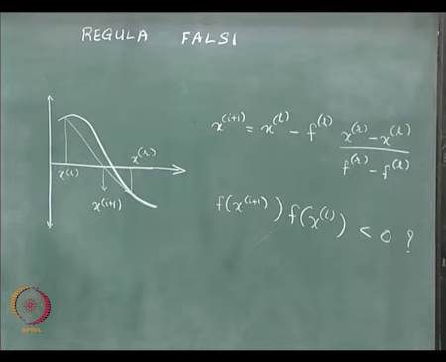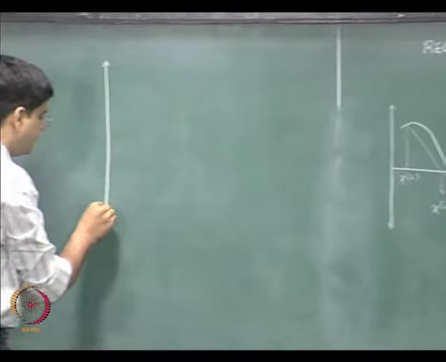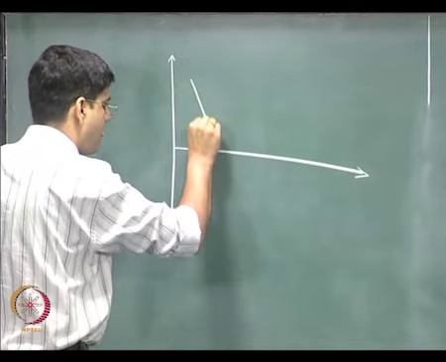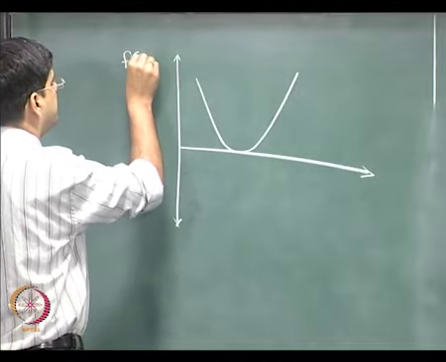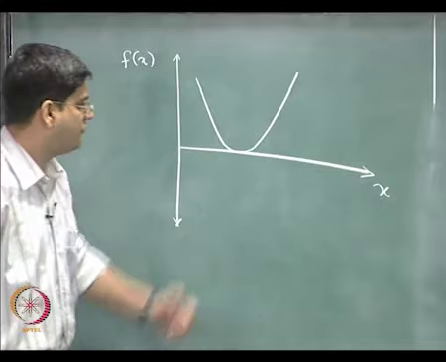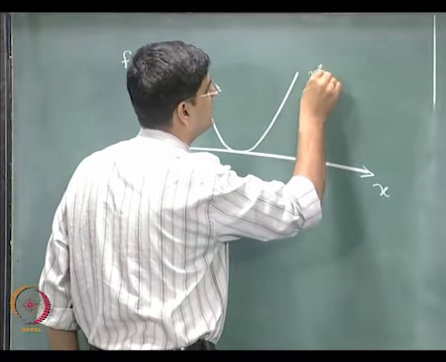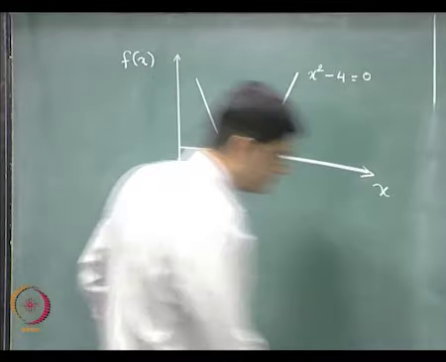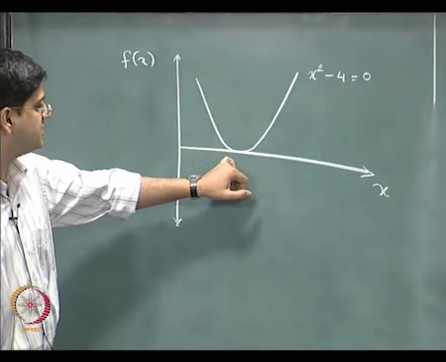Let us say that our f of x was of this particular form. Okay, we are plotting f of x against x. An example of this particular equation is, for example, if we have x square minus 4 equal to 0. Okay, so this is going to be an example of that.